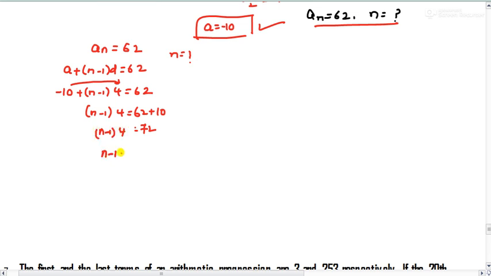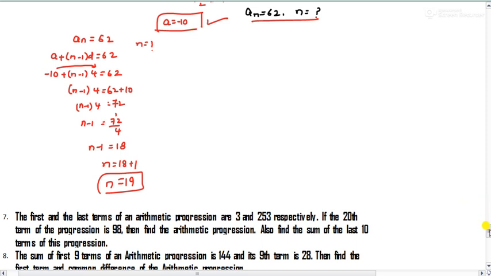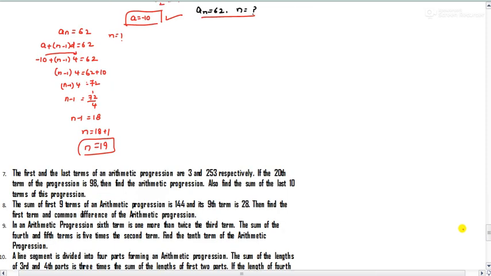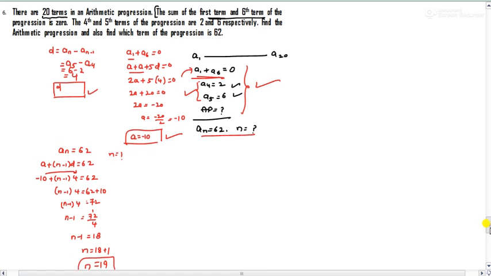Now n minus 1 is equal to 72 by 4. So if you solve this, 4 ones are 4, and this is 32, so 4 eights are 32, correct? So n minus 1 is 18. N will be 18 plus 1. How much? 19. Got it? So using the same method you can solve the previous question as well. Okay. I hope you all are getting it. Any doubt?